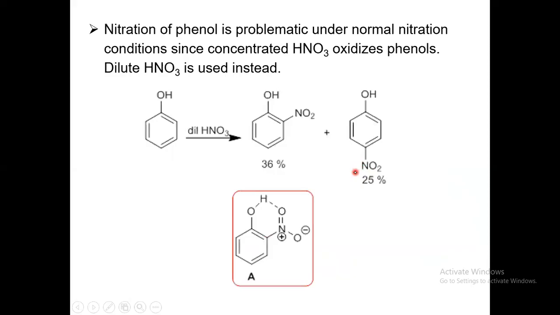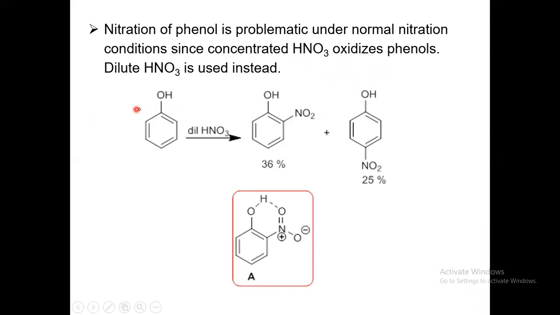Good. Nitration of phenol. Now we are saying that nitration of phenol is problematic under normal nitration conditions since concentrated nitric acid oxidizes phenol. So we use dilute instead.